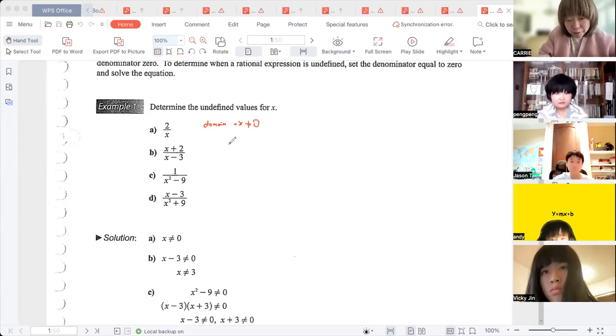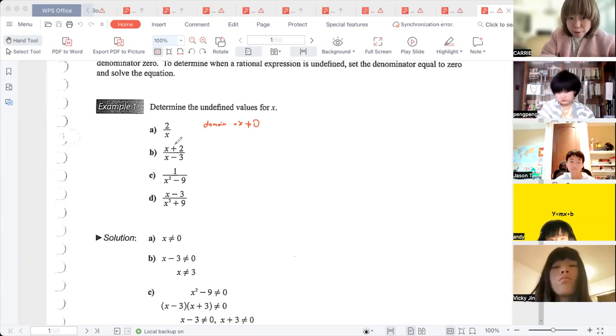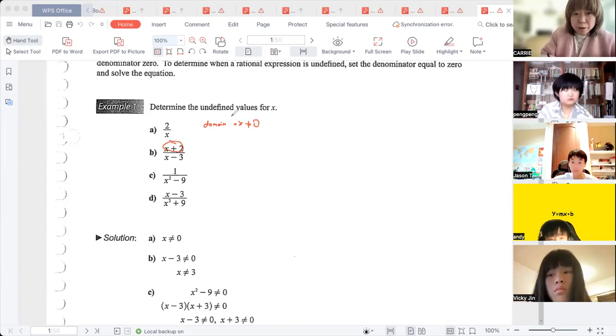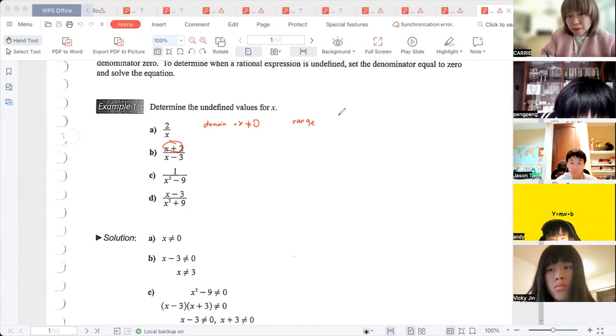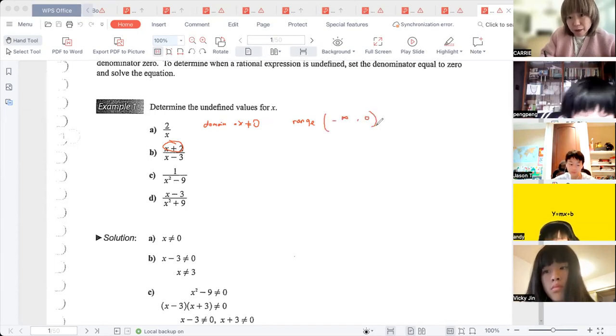Okay, so let's take a look at number 2: x plus 2 over x. Sorry, let's talk about the range for this one. Because x cannot be 0, 2 over x can be everything but what, Jason? Zero. So how do we write it? Negative infinity to 0, and plus 0 to positive infinity.